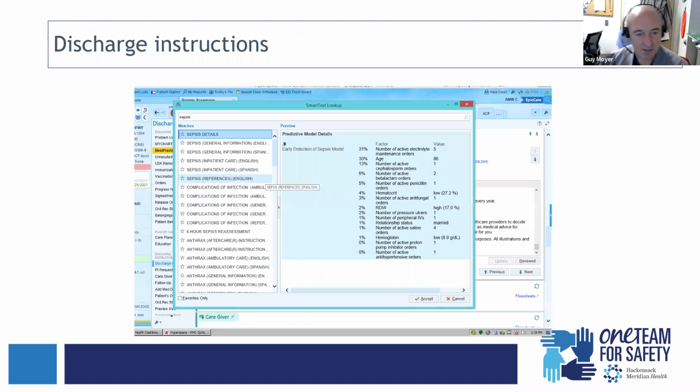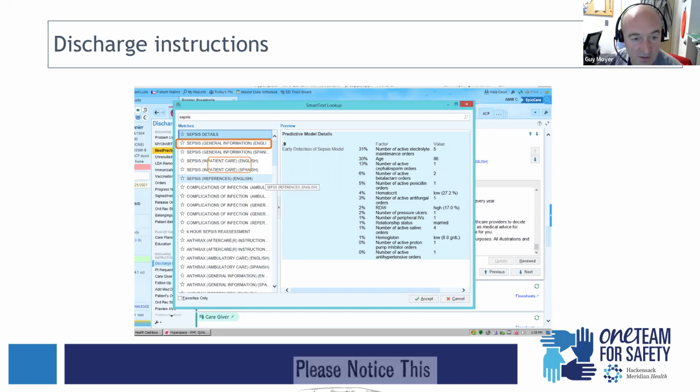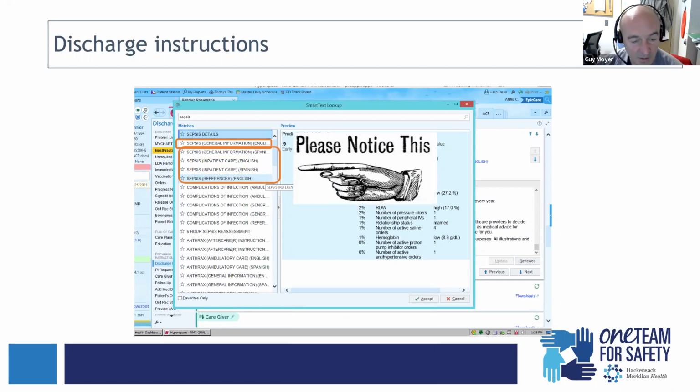So when you're under your sepsis, under discharge instructions, if you look on the left-hand side, you'll see general information, sepsis details, information in English, information in Spanish, and also this reference in English. This reference in English you don't want to give to the patient because it's just going to be a list of resources that the patient can look up. So select sepsis general information in English, and then you can pick either Spanish or English for inpatient care that the patient received while they were in the hospital as well.